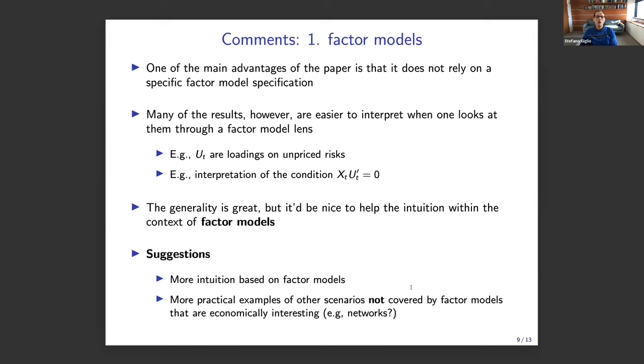And so I think the paper can give a little more intuition based on the factor models, like these two examples, which were useful. This idea that XT UT equal to zero would just mean that I've happened to have zero exposure to this unpriced factor was not entirely clear to me, and it took me a while to get there. So on the one hand, I think you can use a little more of the factor models to explain the intuitions.